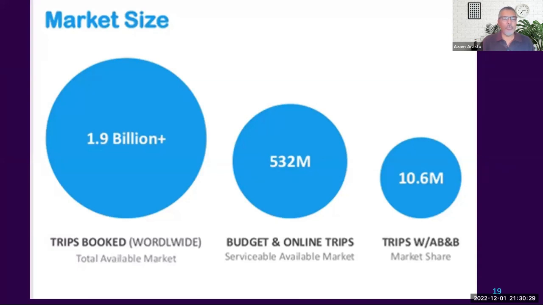This is an example from the Airbnb model. You know, Airbnb is a hotel chain. So it basically shows there are 1.9 billion trips booked worldwide. So that becomes the total addressable market. Especially the people who go for budget and online trips, about $532 million equivalent. So that's the serviceable addressable market. And the ones that you are really targeting are the trips with Airbnb, 10.6 million. So you're showing, I'm only looking at this part, but eventually it can grow to all of this. So this shows the scale of the market.